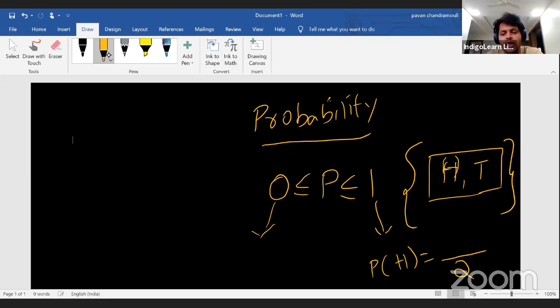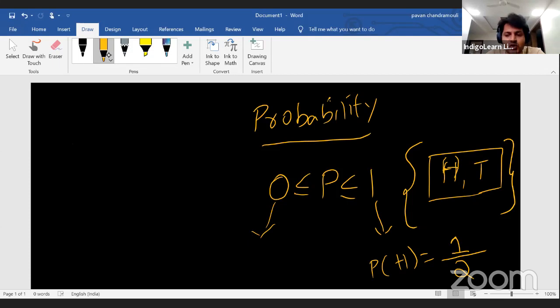Now you can see there are 2 outcomes. So the denominator will have 2, and you want the toss to be a head. That means you want only 1 out of the 2 to happen. So probability basically tells you the number of events in your favor in the numerator divided by the total number of events in the denominator.